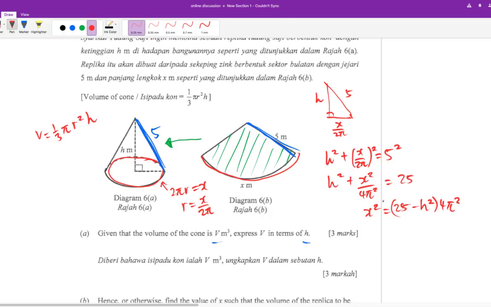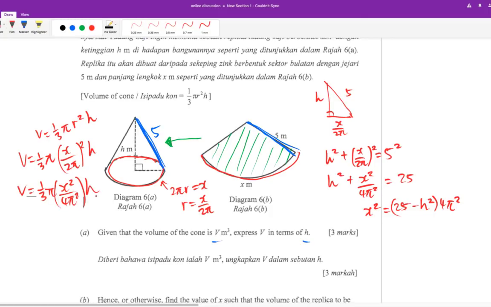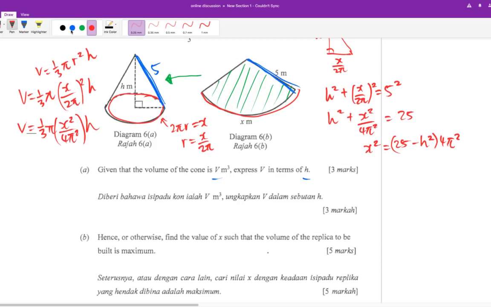I might need to square root or might not, it doesn't matter. So let's see what happens. I will substitute my r into this equation, with 1 over 3 pi and my r as x over 2 pi square h. So my V equals 1 over 3 pi, x square over 4 pi square, h. Because I want it in terms of h, I will not change the h. And I realize I have the x square here, so I will substitute my x square into here.